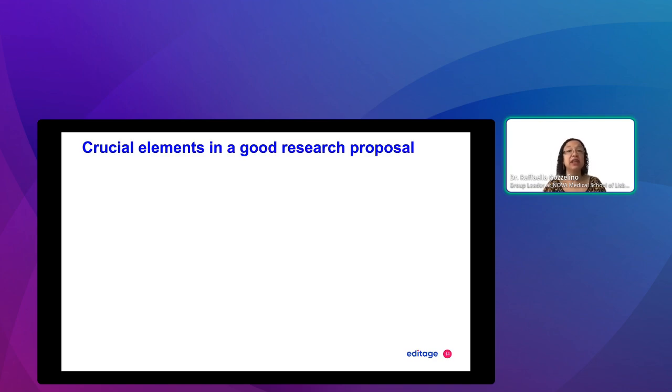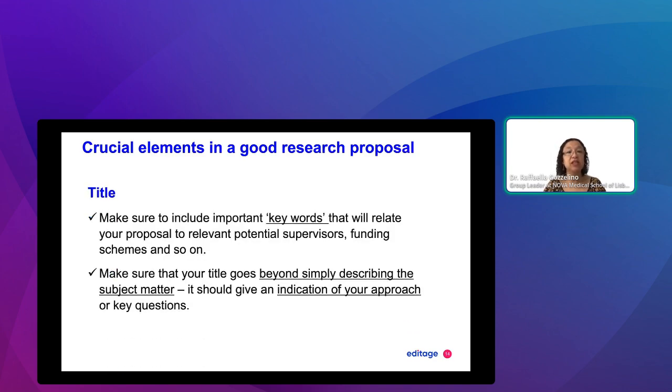So there are crucial elements in a good research proposal. First of all, the title. You need to make sure that it includes important keywords that relate to your proposal, and your supervisor might also give you a clue about it, because those keywords are usually then used to search for the topic that you are working on, by finding schemes, entities, or colleagues that would like to establish collaborations with you.